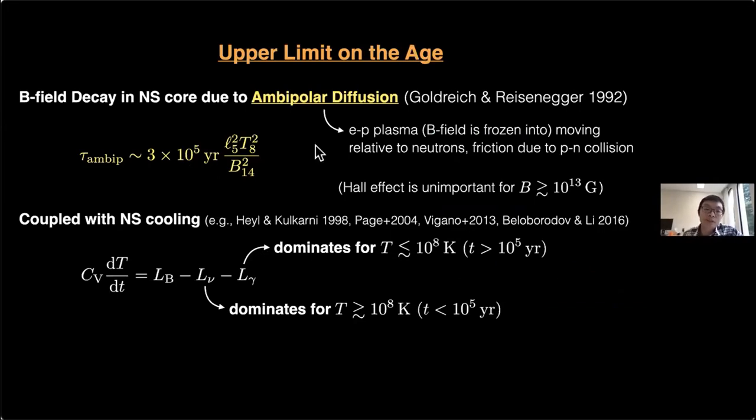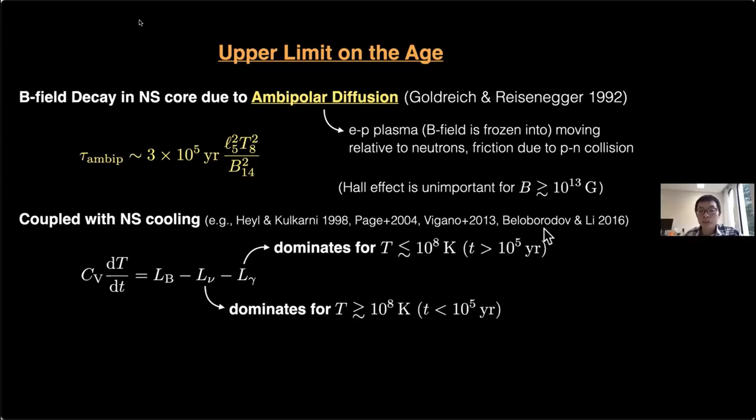I won't have time to go into the detail of how this is exactly calculated. You can go to this paper by Peter Goldreich and Reisenegger. So here's the ambipolar diffusion lifetime. After this time, basically the B field in the neutron star core is dissipated. And here are some uncertain parameters. This is the length scale over which the variation of the B field occurs, which is normalized to about 1 kilometer in size. And here's the temperature. So you can see there's a strong dependence on the temperature of the neutron star core. As the neutron star cools as a function of time, the ambipolar diffusion time becomes shorter and shorter.